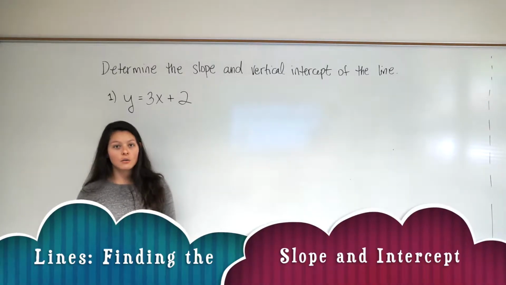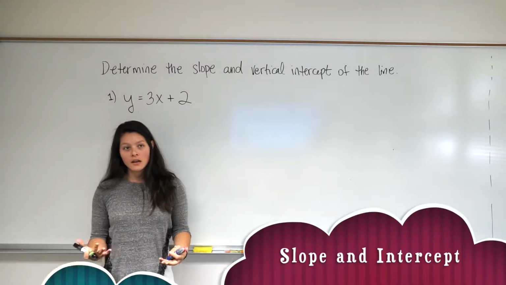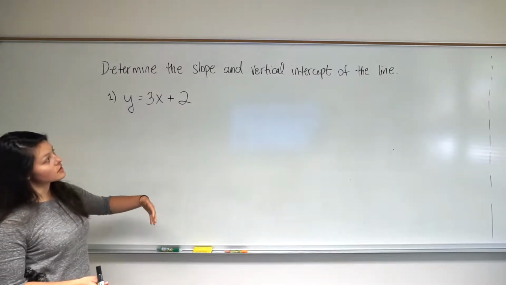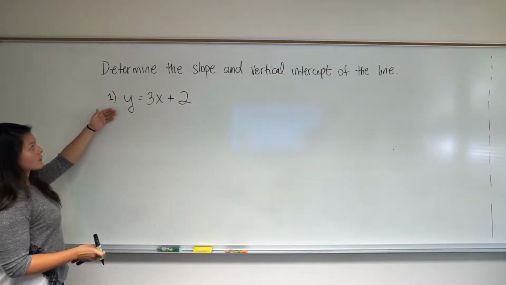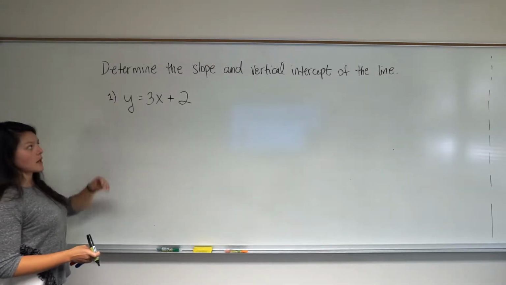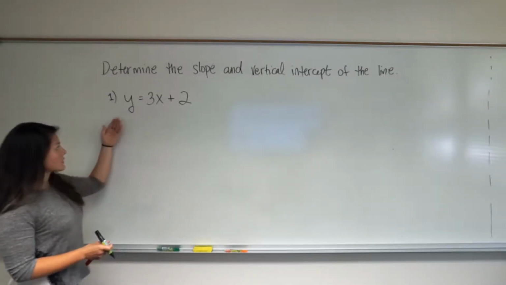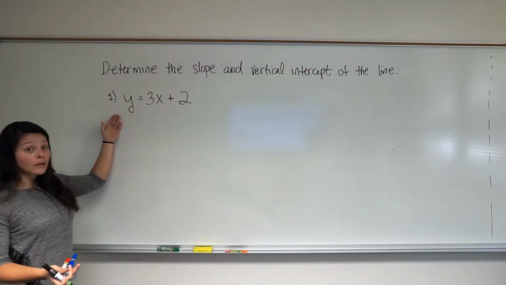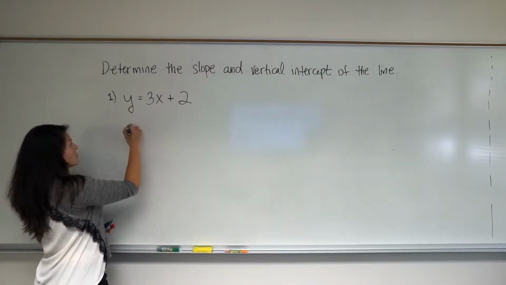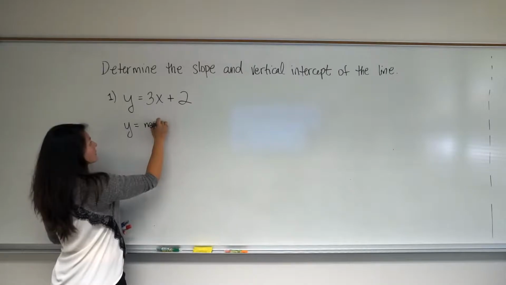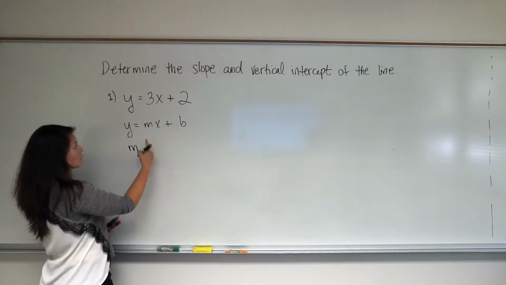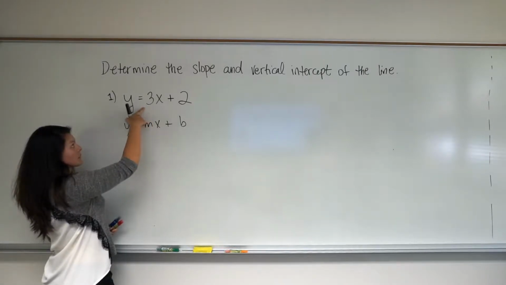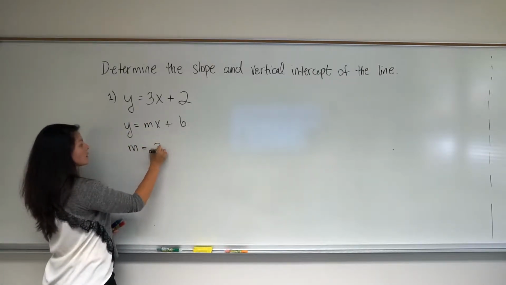Okay, so let's say now we're given an equation and we're asked to determine the slope and vertical intercept of the line. So for example, in this equation here, we're given y equals 3x plus 2. Now notice this equation is already in slope-intercept form, right? Which, remember, is y equals mx plus b. Okay, and m is your slope. So what is our slope here? It's going to be 3.